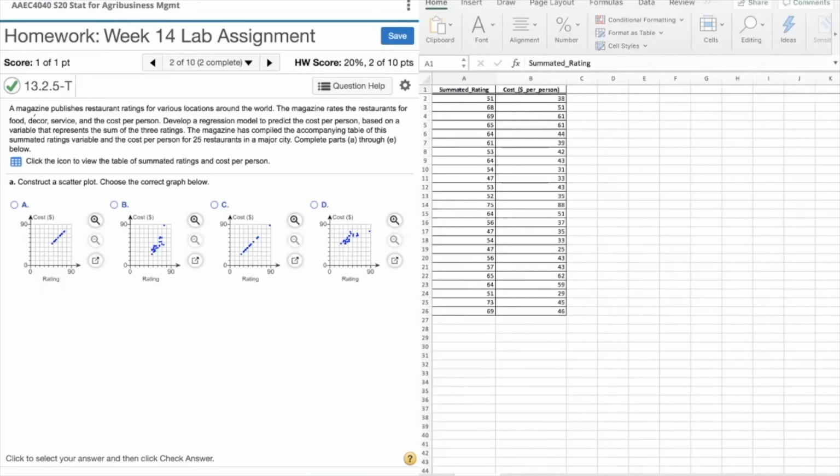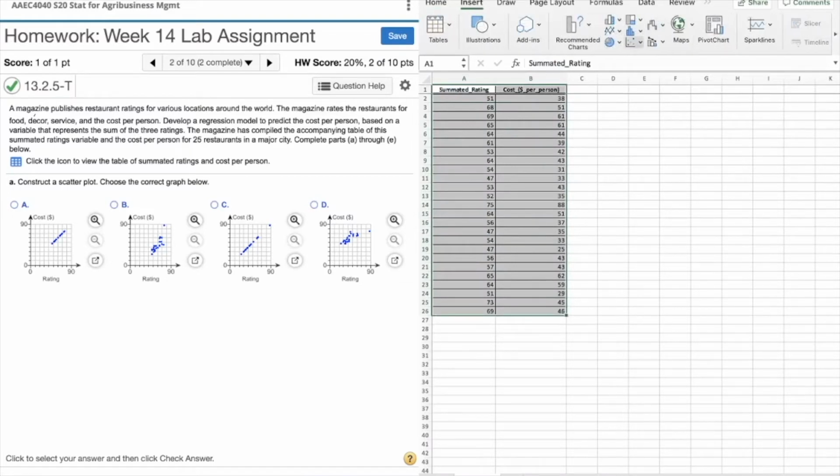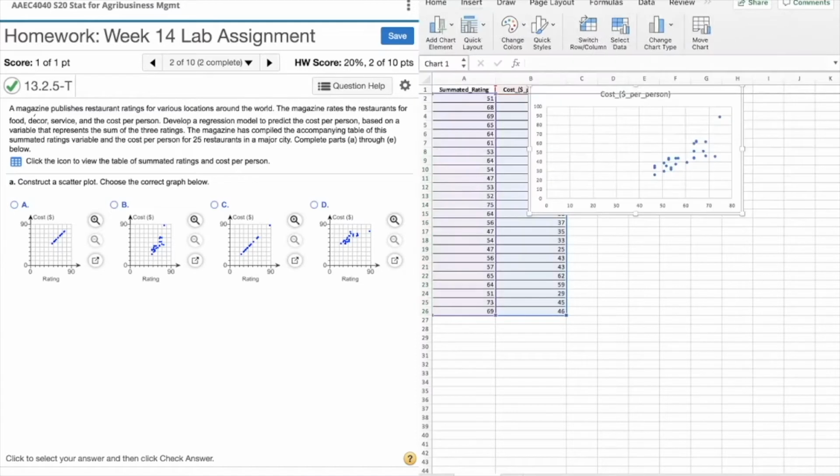Okay, the second question. First part, we still need to construct a scatter plot. We do it in Excel, just as in the previous question. We can compare it with the 4 options and pay attention to the X range and Y range. So B is the most similar graph to our results. So we choose B here.